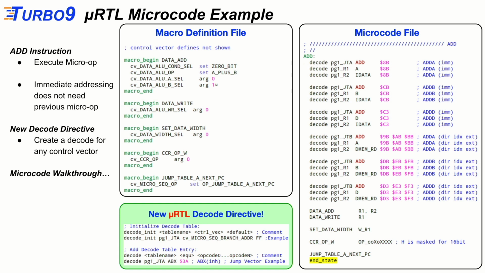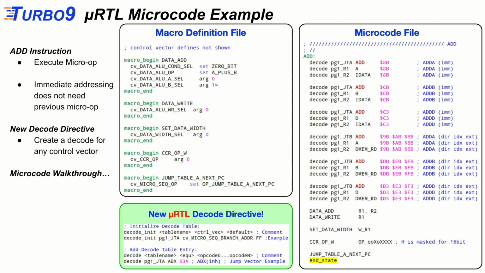How do you write microcode and tell it, okay, I want you to decode this stuff in parallel? Again, we're using our favorite add instruction here to show this. And here is the microcode. So we're doing a data add R1 plus R2. We're writing back to the R1 register. We're setting the data width, which is an important point, to the width of R1, so if it's 8 or 16 bit, and then CCR operation, and then the jump table next PC is going to send you to the next instruction.